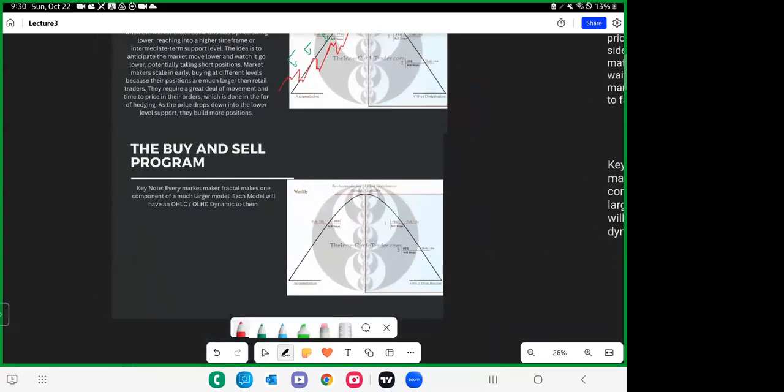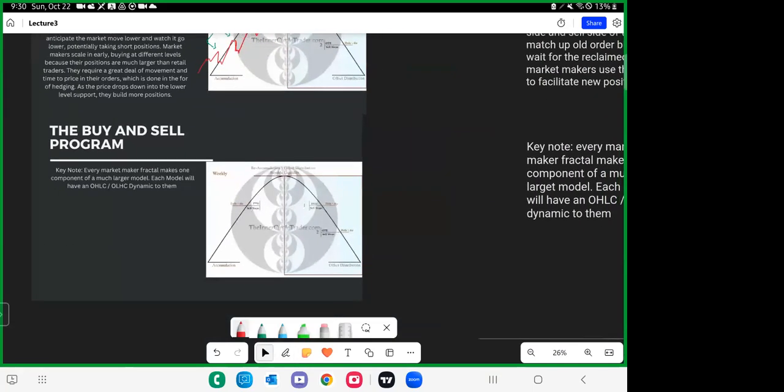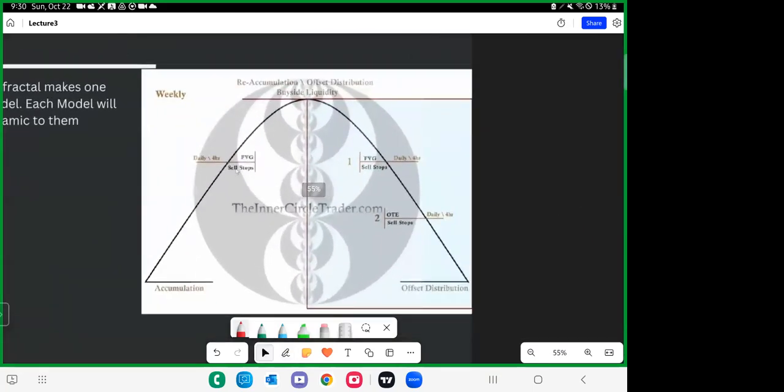A keynote, something that you guys have probably already seen, is that every market maker fractal makes one component of a much larger model. Each model will have an open-high-low-close or open-low-high-close dynamic too. We'll come back to this image.